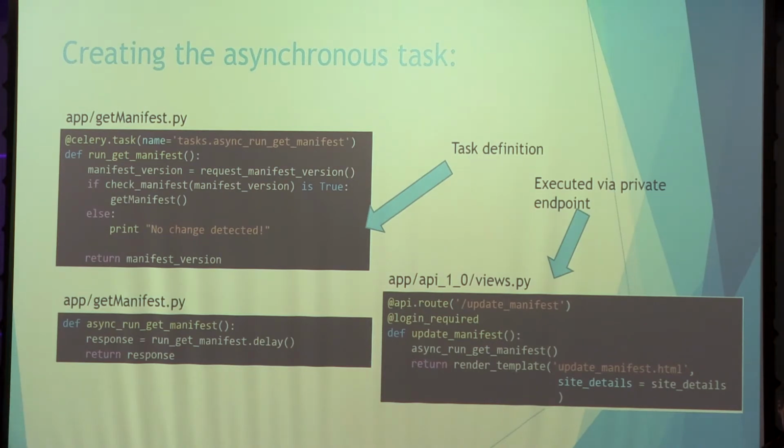And you can see here, the only difference really between the definition of the asynchronous task is the Celery.task decorator. And in the bottom left here, in the run get manifest, we can do run get manifest.delay. We only have access to that delay function because we've decorated the task with the Celery decorator.